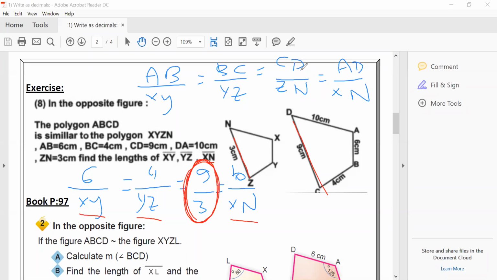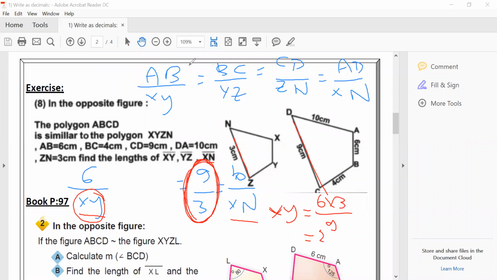How will I use this one? By a very simple cross multiplication. I erase this one. And I told you that 6 over XY equals 9 over 3. Can you get XY by doing cross multiplication? Hannah? Yes. Okay, it will be equal to what, Hannah? 6 times 3 over 9.